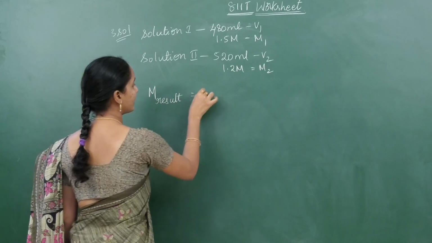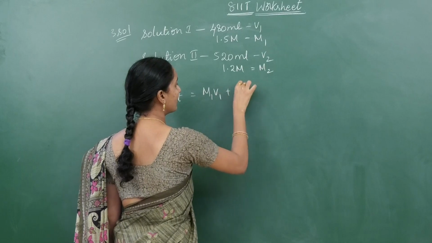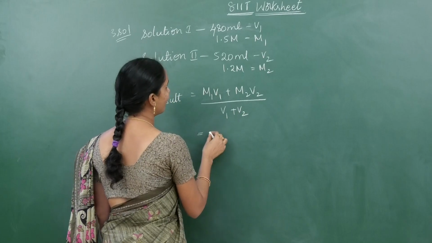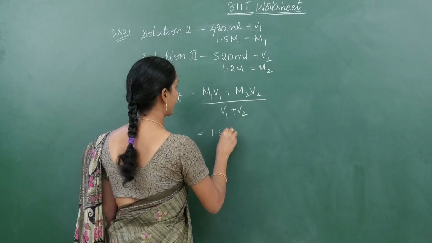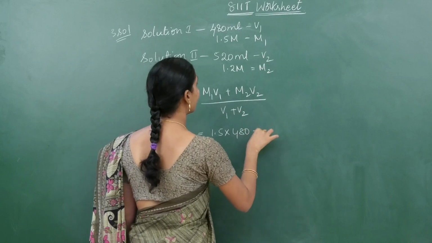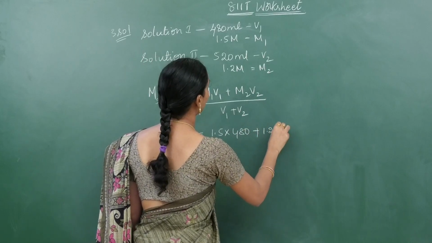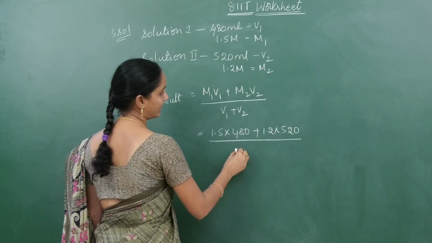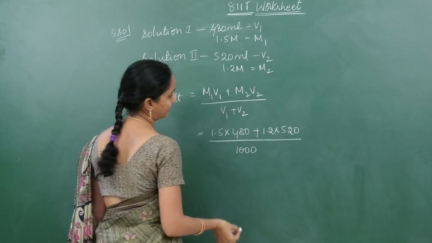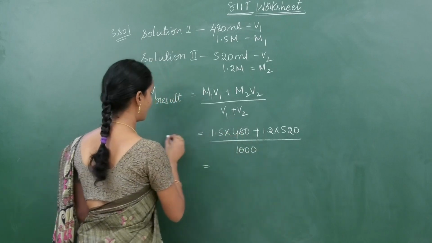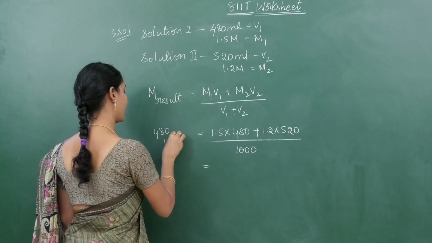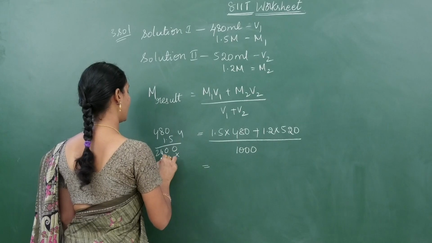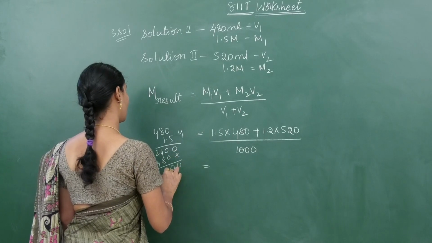So resultant molarity is equal to (M1V1 plus M2V2) by (V1 plus V2). So M1 was given as 1.5 into 480 plus 1.2 into 520, divided by 480 plus 520, that is equal to 1000. So now you multiply this 480 into 1.5.